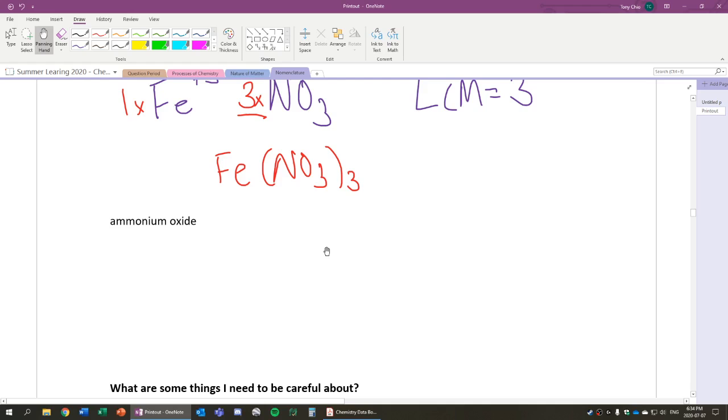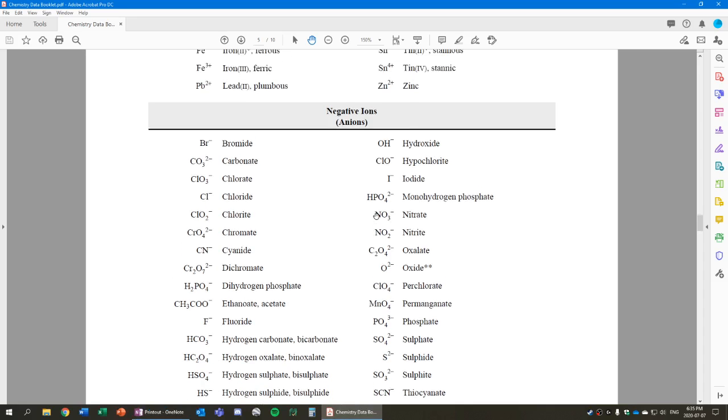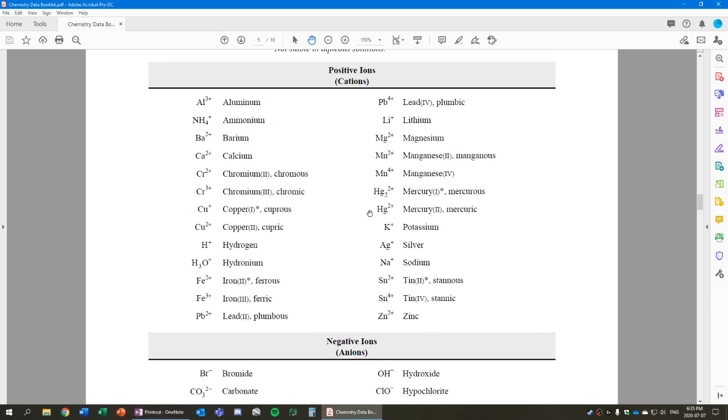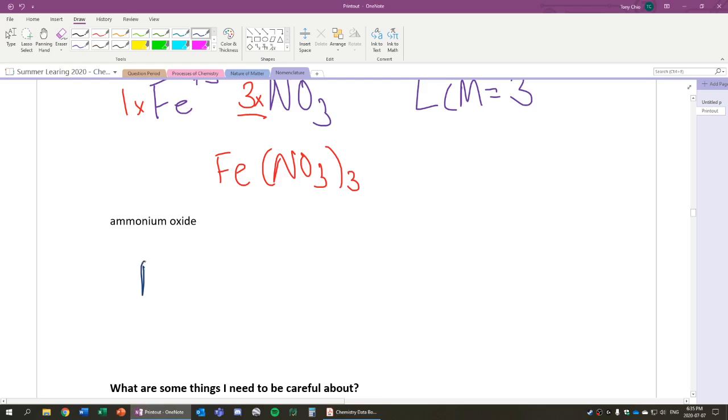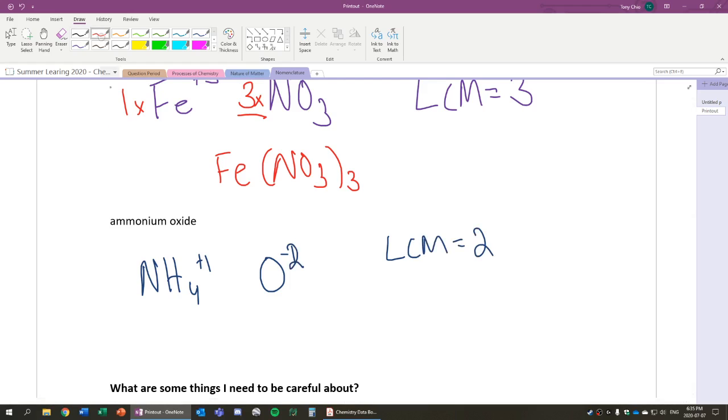Okay, let's look at our last example here, ammonium oxide. Ammonium is one of the few, or the only, positive polyatomic ion that we're going to work with in this class. It's NH4+. So in this case, we have NH4 plus 1. Oxide is O minus 2. The LCM here is 2. So in this case, I need 2 ammoniums, but only 1 oxide. Because you have multiple polyatomic ions, you have to put a bracket around it, and 1 single oxygen outside of that.